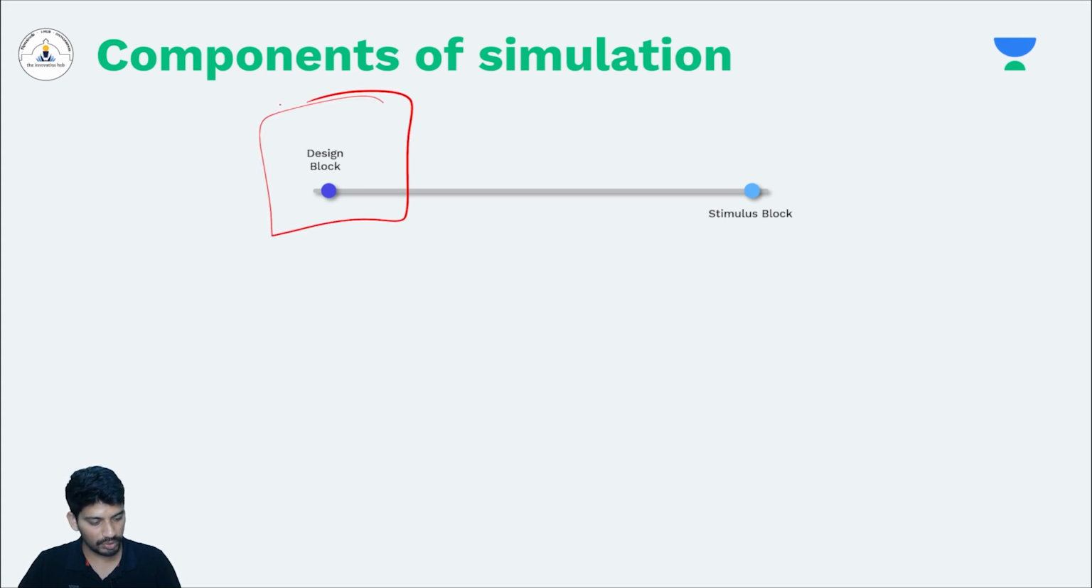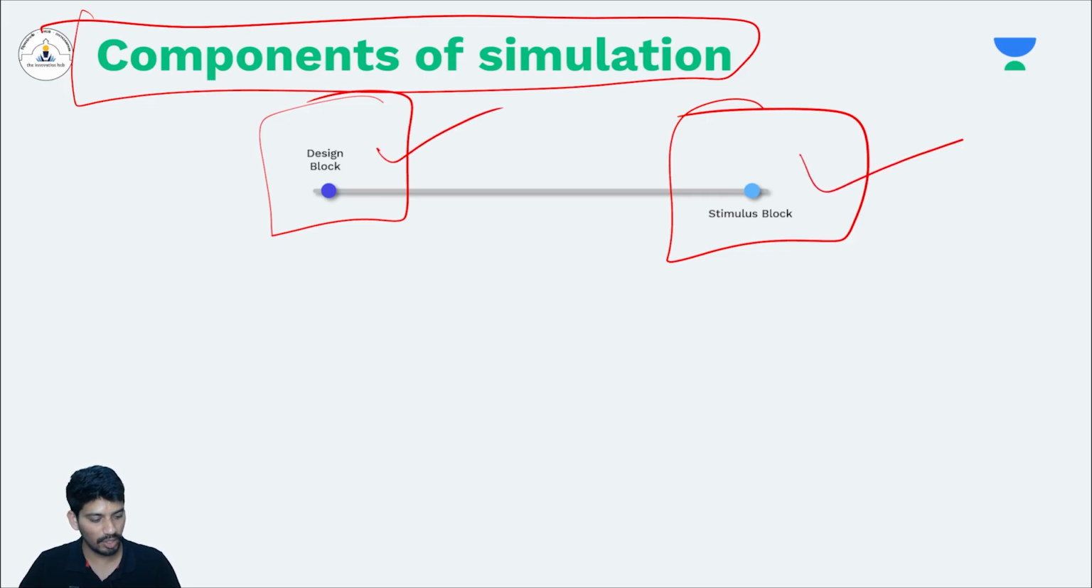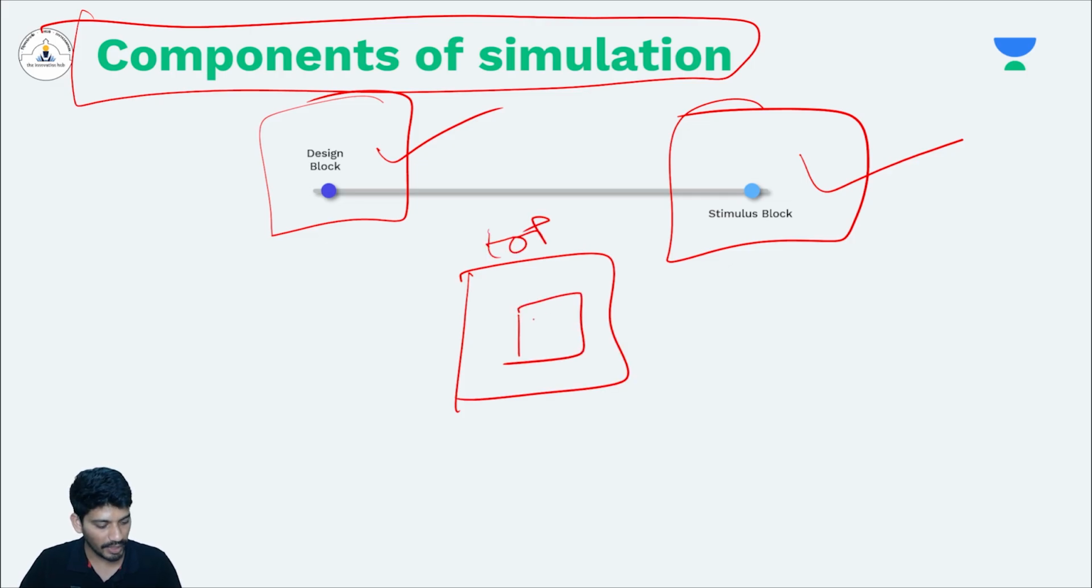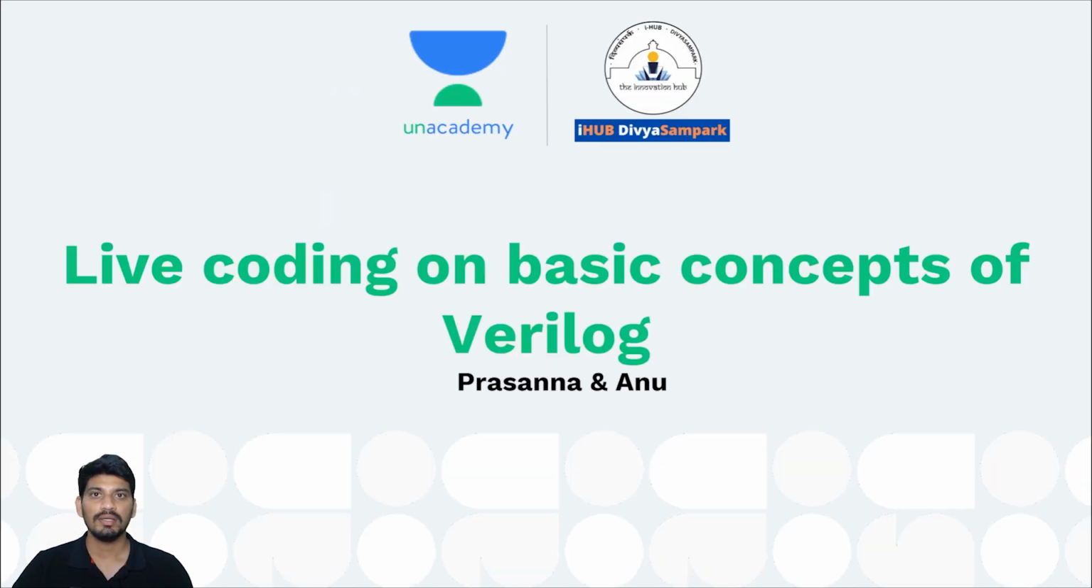So finally, I want to show the components of a simulation. What is a design block and what is a stimuli block, right? Till now I have been talking about two things, right? Internal block and top block. What this means is the internal block which I am calling in the top block is a design block, and the top block is a stimuli block. We will call it a stimuli block. So once we do practicals, we will see how to use these in Verilog. In the next coming video, I will describe the practicals of the concepts that we have learned so far. In this session, I will explain live coding on basic concepts of Verilog.